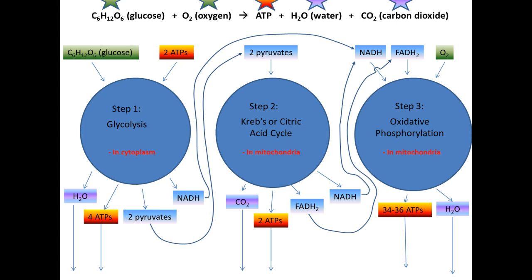Water and carbon dioxide, these are the extra waste products. Notice the water is produced in step 1 and step 3, and the carbon dioxide is produced in step 2. If we look at everything that has an arrow down here, and everything new coming in at the top, we find all of these things in this summary equation. So hopefully this gives you a little bit of a visual for the process of aerobic cellular respiration.